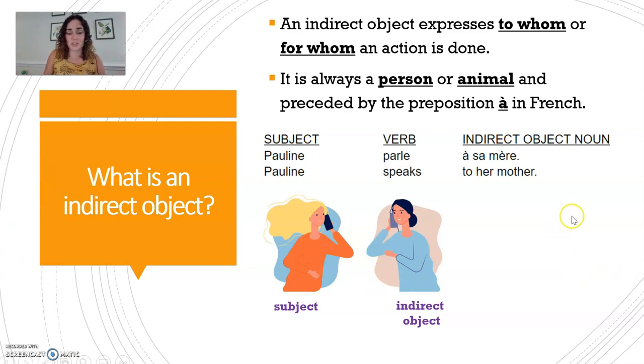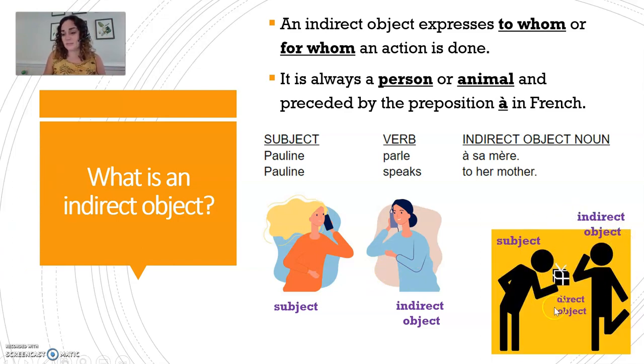One more visual just to show you would be this little picture here. Let's say that I am giving you a present. I am the subject, the verb is give, and then you are the indirect object. Later on, we'll look at direct objects as well. The present is the direct object, the thing receiving an action. I'm giving the present. The indirect object is the person to whom or for whom the object goes, the present goes.